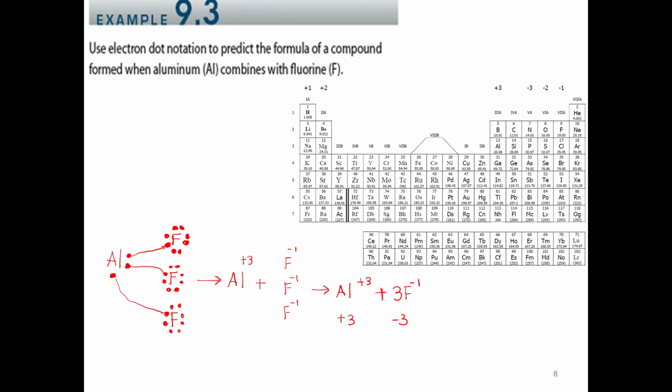Now we can write the formula. First we will write the symbol of the metal, or the positive ion, and then the symbol of the non-metal. And because we need 3 fluorines, we will write here the subscript. And this is the formula for the compound formed when aluminum combines with fluorine. Also, we can write the name. And this will be the formula.